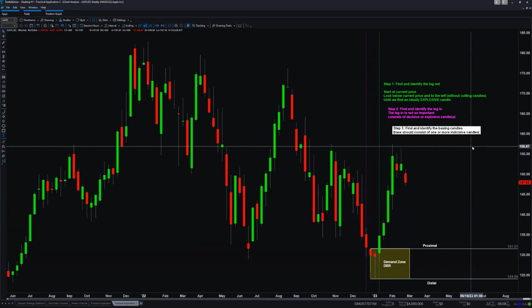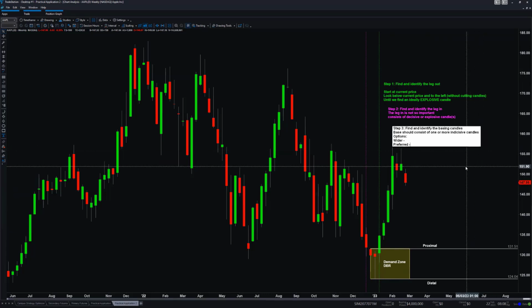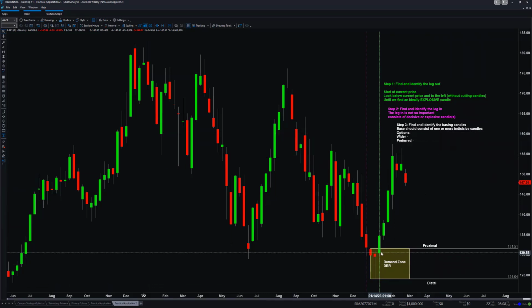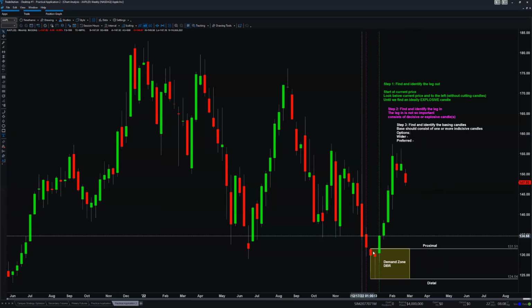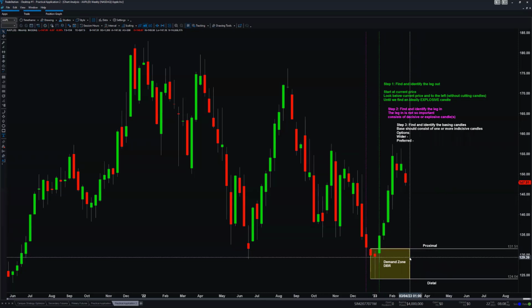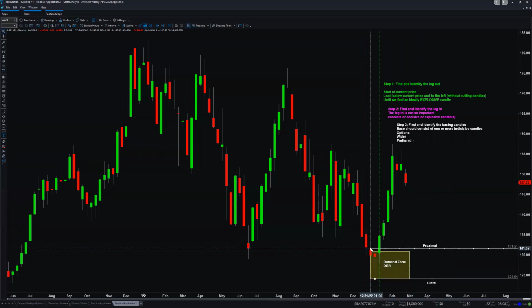So here in this case, we have an option for a wider and a preferred. Now the wider, as well as the preferred, would be the same thing, because on the wider, I would take the highest wick of the basing candles, and in terms of the preferred, I would take the highest body of the basing candles. Now, those are more or less, if not exactly, the same, right? This doesn't even have a wick to the upside, right?